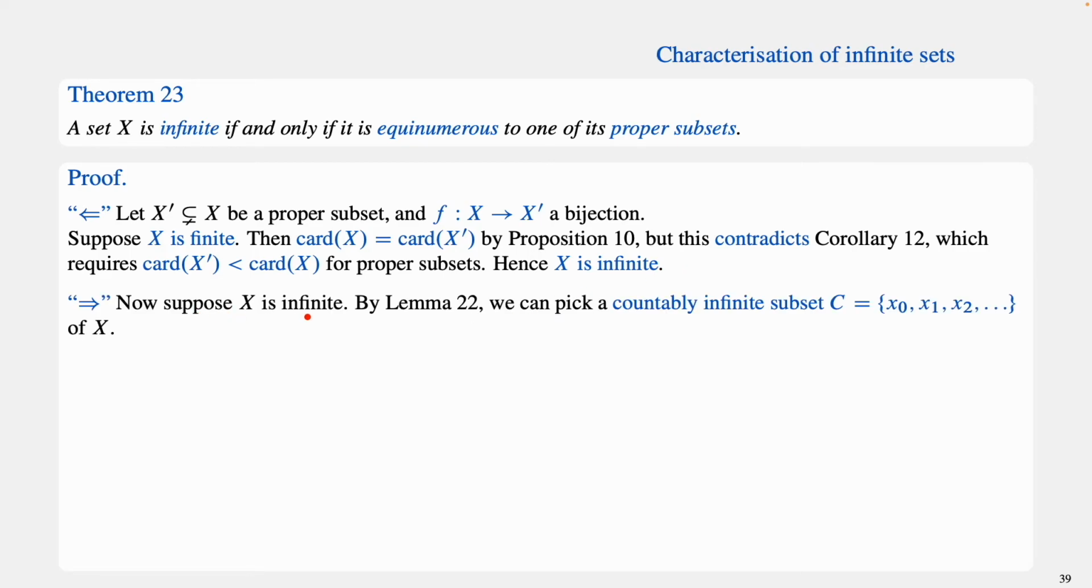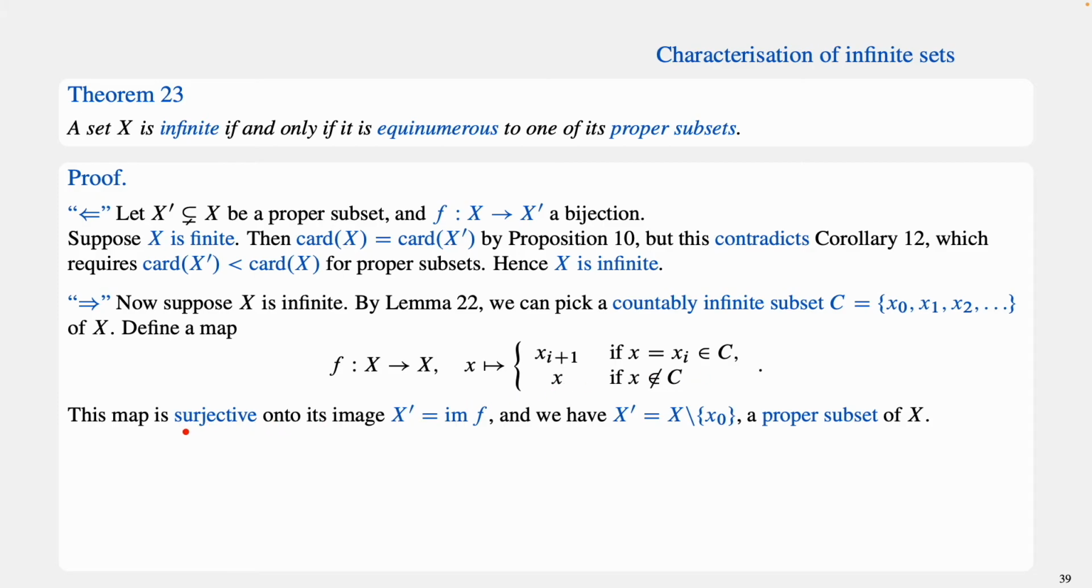Now for the other direction, we suppose X is infinite, and by the lemma 22 that we just proved, we can pick a countably infinite subset C of X, with the elements x0, x1, x2, and so on. Now I define a map F from X to itself, where I map every element either to itself if it's not contained in C, or if it is contained in C, I map it to the next element in C. So if it's x0, I map it to x1. If it's x1, I map it to x2. x2 goes to x3, and so on. And this map is, of course, surjective onto its image, X prime. And we have X prime is X without the element x0, because by this rule you see that nothing ever gets mapped to x0. So X prime is indeed a proper subset of X.